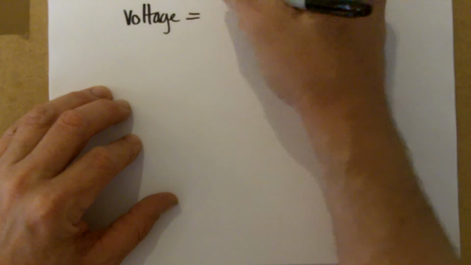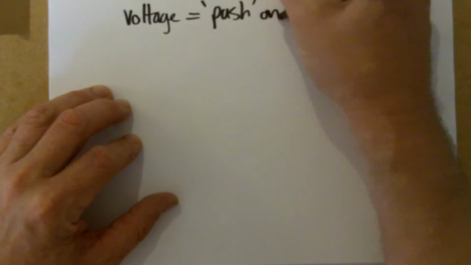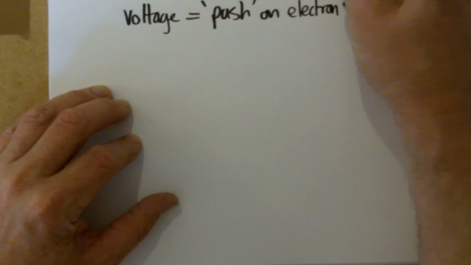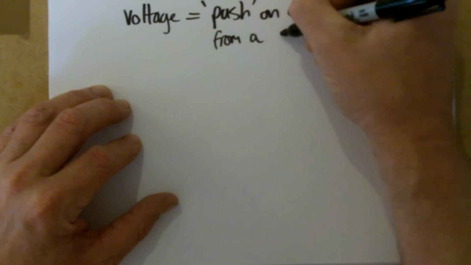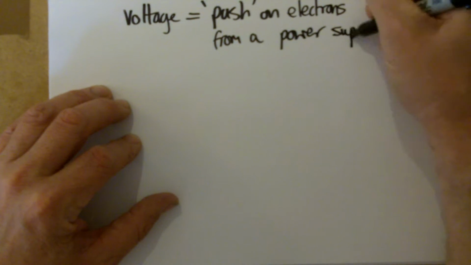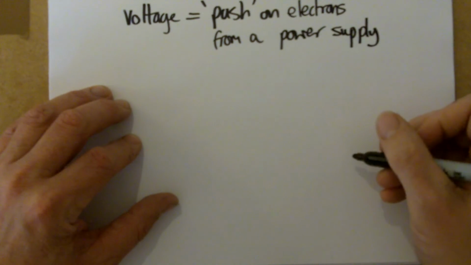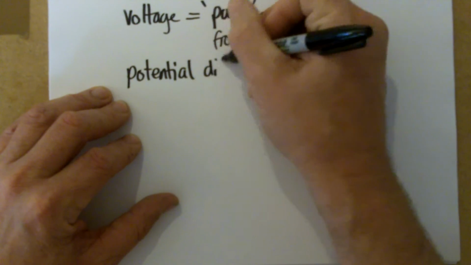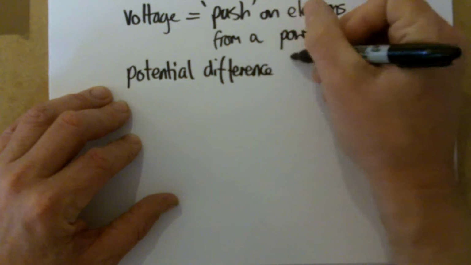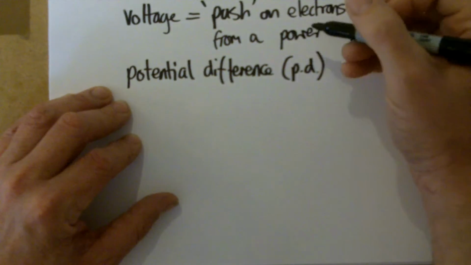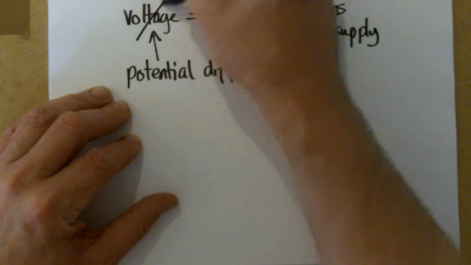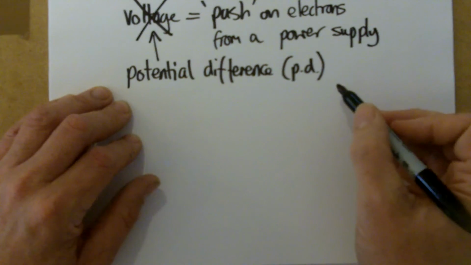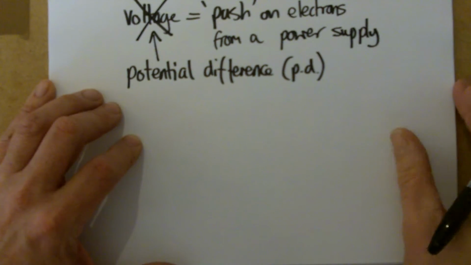So up until now, we've been using the idea of voltage as the push on charges or electrons from a power supply or a battery, and it's that push that gets them to move around the circuit. From here on in, we're going to use the term potential difference. So whenever you hear me talking about potential difference, or PD for short, then I'm referring back to this idea of voltage. But voltage we're now going to ditch and only going to use the word potential difference, or PD, from now on.